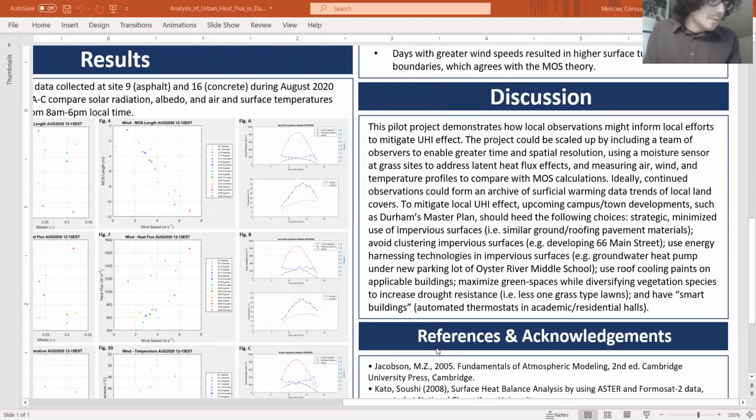For buildings, you can use roof cooling paints, and in general, maximize green spaces while diversifying the greenery for better drought resistance. You can also implement smart buildings through means of automatic thermostats and such.